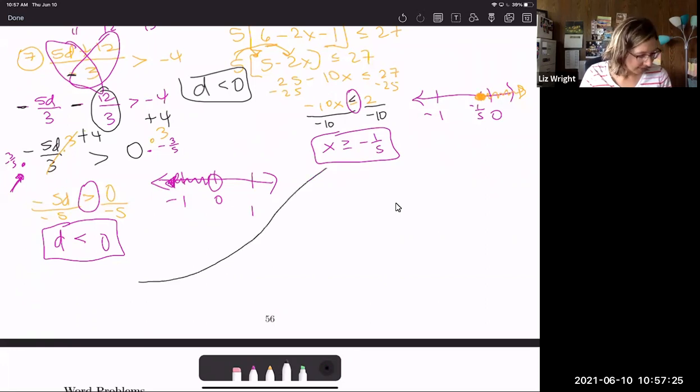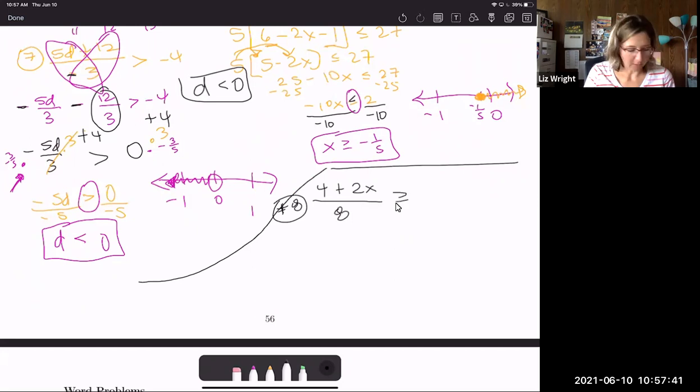All right, my last one for you guys. I'm sorry, this is number 8. We've got (4 plus 2x) all over 8, and it's going to be greater than or equal to 3. If you want to try this one on your own, at the end you should be getting x is greater than or equal to 10. If you want to pause the video and try it out.